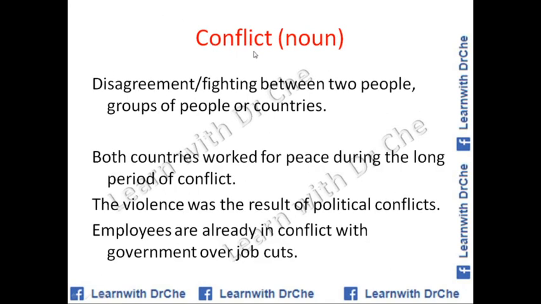Conflict. Conflict is a noun. It means disagreement or fighting between two people or groups of people or two countries also. Both countries worked for peace during the long period of conflict. They have tried to have peace during the long period of conflict. The violence was the result of political conflicts. There was violence, and this was the result of political conflicts.